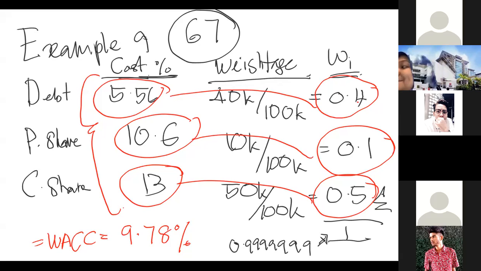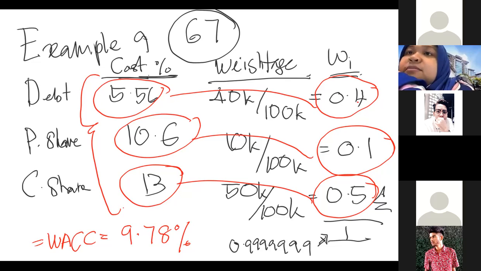Kalau jawapan dalam desimal masih dikira betul ke salah? Dikira betul. Cuma dia tak dapat full mark. Oh, okay, faham. Okay, madam. Itu sahaja untuk cost of capital.